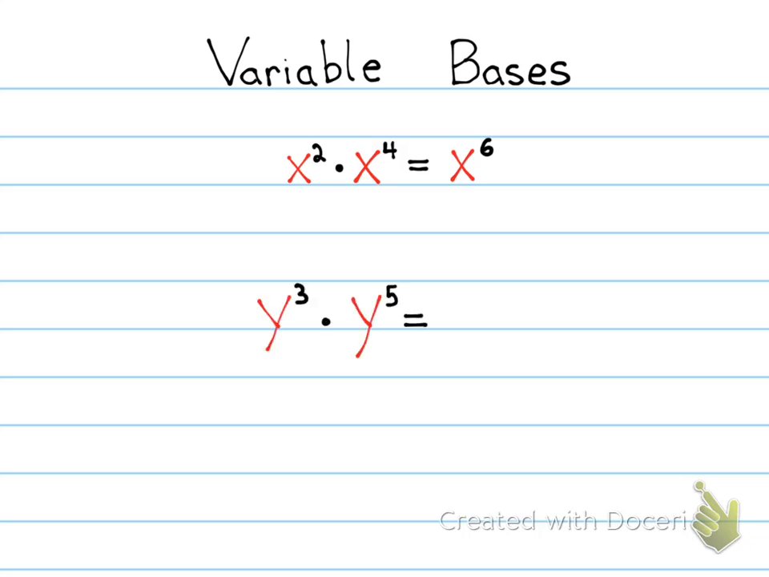Okay, it doesn't matter if I use x or y or r or c, all variables will work. So y to the third power times y to the fifth, I'm going to add that up. 5 and 3 is 8. So that'll give me y to the 8th power. Just to show you here, here is r to the 9th times r to the 5th. 9 plus 5 is 14, so I have r to the 14th.